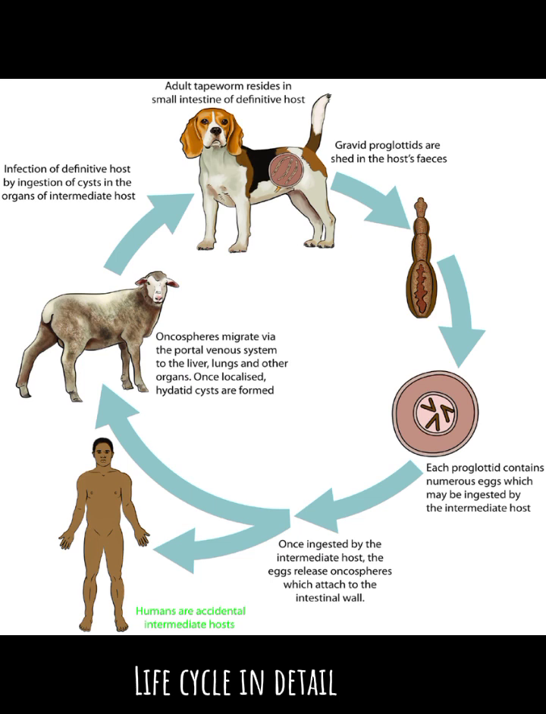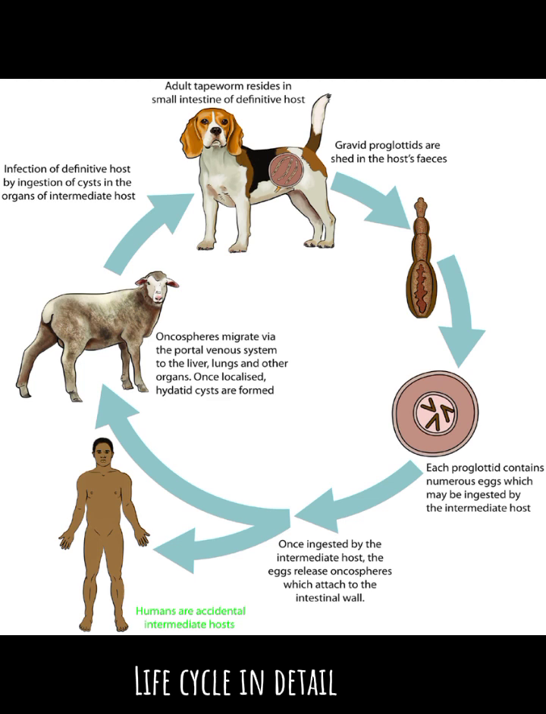Dogs and other canine animals acquire infection by consumption of the contaminated viscera of the intermediate host, sheep and cattle, containing mature hydatid cysts. The hydatid cyst larvae transform into adult worms in the dog's intestine. Development in man. Eggs transform to larvae, hydatid cyst.